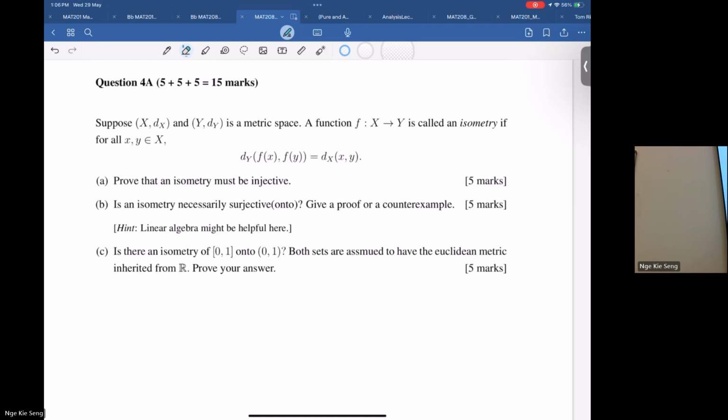Okay. 3. Is there an isometry of [0, 1] onto (0, 1)? Okay, closed interval [0, 1] to open interval (0, 1).